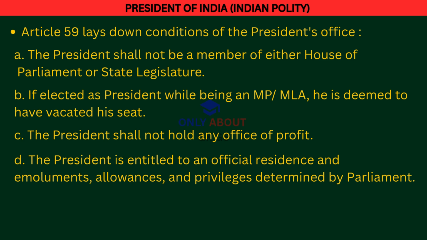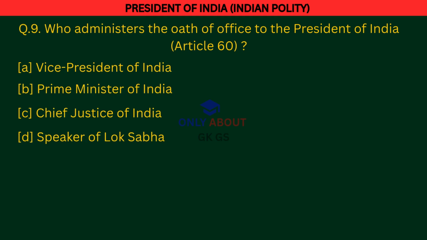The President shall not be a member of either House of Parliament or state legislature. If elected as President while being an MP or MLA, he is deemed to have vacated his seat. The President shall not hold any office of profit. The President is entitled to an official residence and emoluments, allowances, and privileges determined by Parliament. Next question.